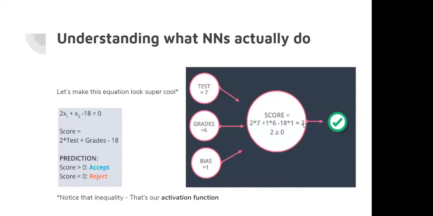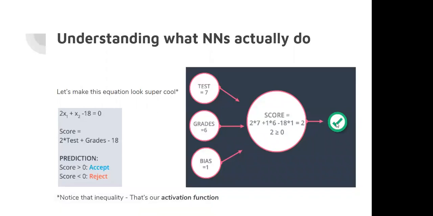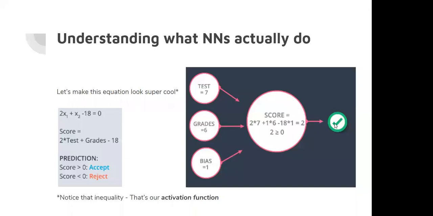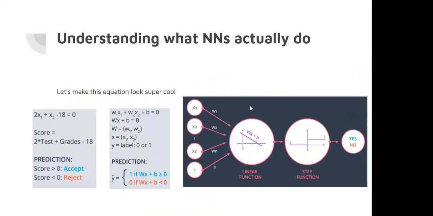Now notice that if this is greater than or equal to 0, your output is 1. We say that the neural network got activated, and it gave out an output 1 for these inputs. If the score was less than 0, it will give out an output 0. It didn't get activated. So this inequality is an activation function. It's getting activated if your input is greater than 0. Over here we have a simple step activation function.